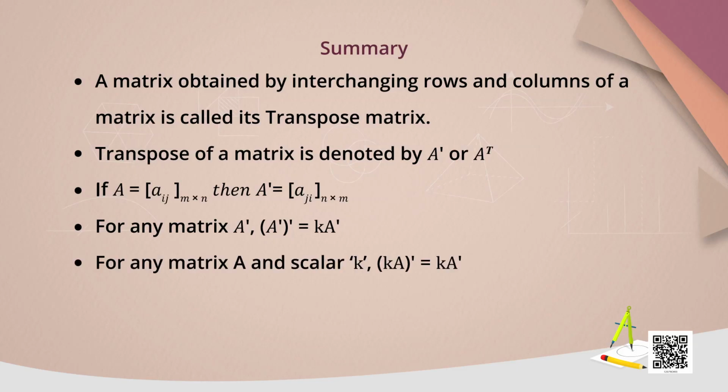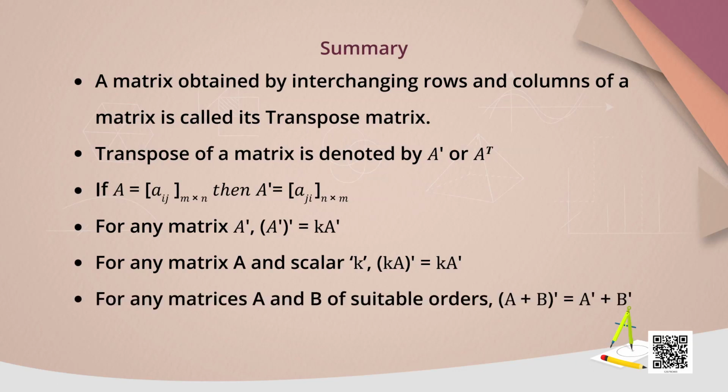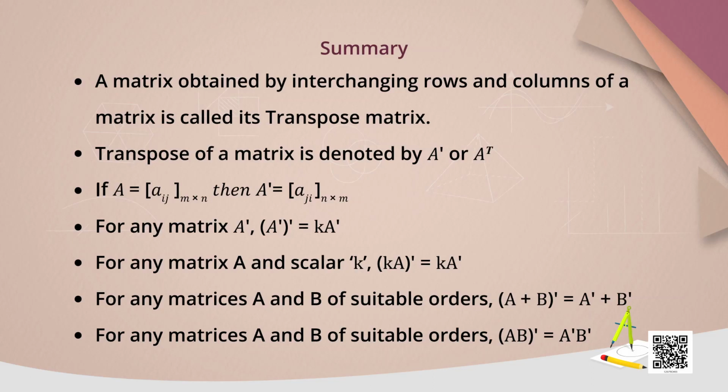For any matrix A and the scalar quantity K, K A whole transpose is equal to K multiplied by A transpose. For any matrices A and B of suitable orders, we can have A plus B whole transpose equal to A transpose plus B transpose. For any matrices A and B of suitable orders, we have AB whole transpose equal to B transpose A transpose, the law of reversal.